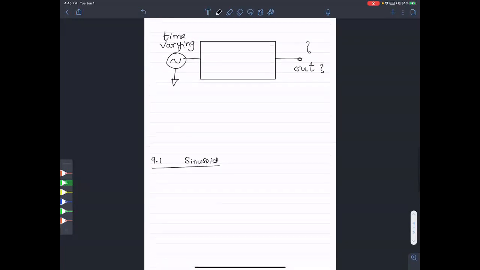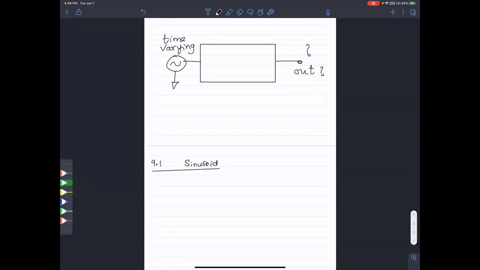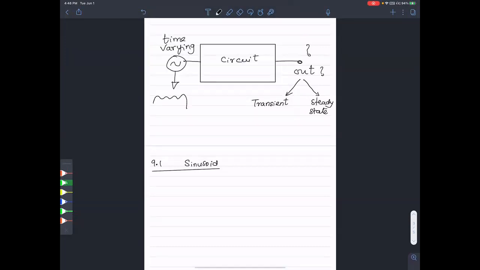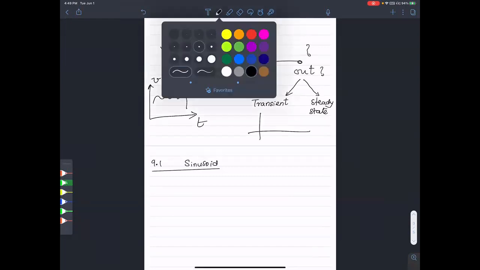When you apply a time varying signal to an electrical circuit, the output has two components: a transient response and a steady state response. So in other words, when I apply an input, something like that, a time varying input, the output is going to look something like this.